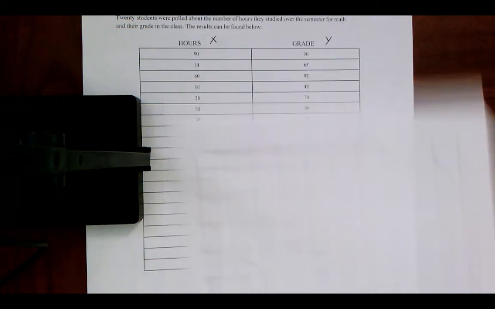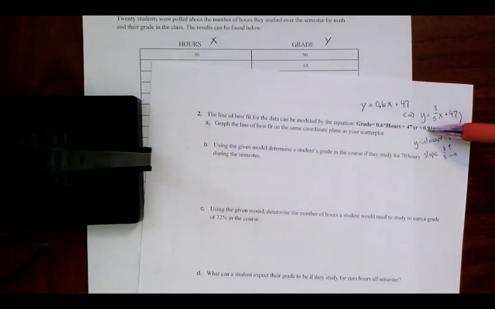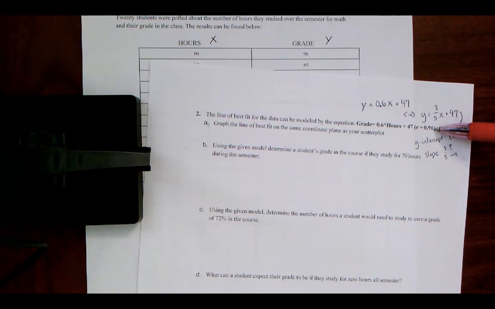Yes, they should. And remember that our R value for this, the correlation coefficient, was 0.91. That is very strong. So when we graph this line, our points better be very close to it, or otherwise something is wrong. Again, it's not going to make a perfect line. R is not a perfect one, but a really high number like 0.9 tells us that the data should fit pretty closely to the line.